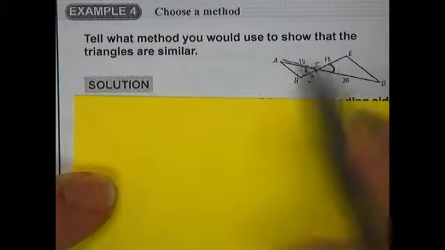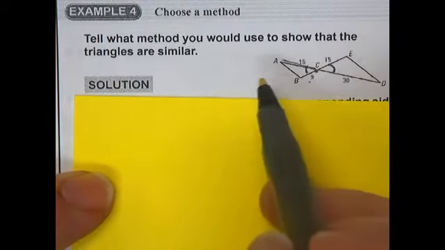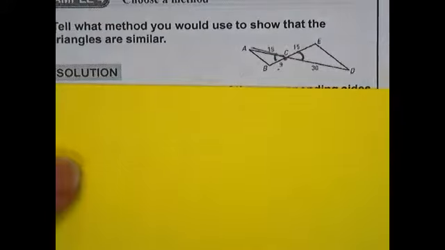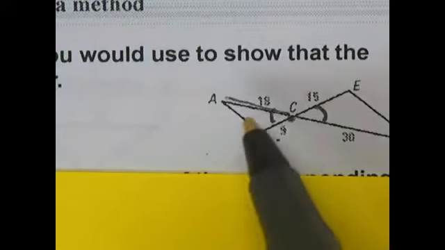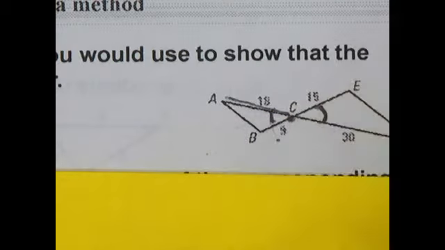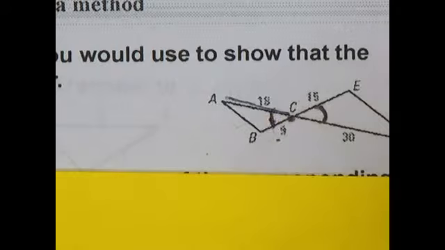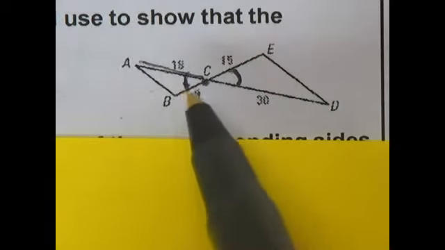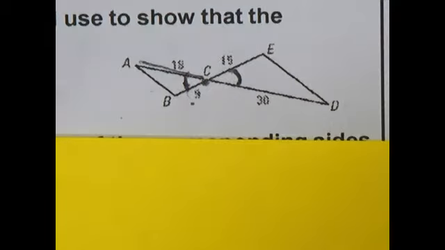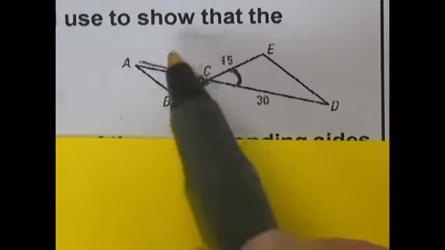Okay, the last two problems. You'll have to pause the video as you go through this. Tell what method you would use to show that the triangles are similar. I apologize, I had gone through this once before on a video that didn't work, and I already marked those. In your homework, those will not be marked, but since I marked them, that should give you a clue on the reasonings.